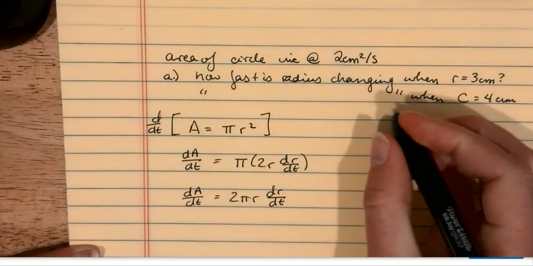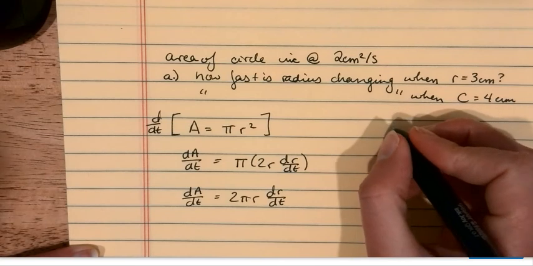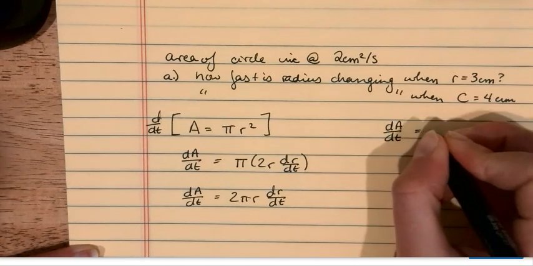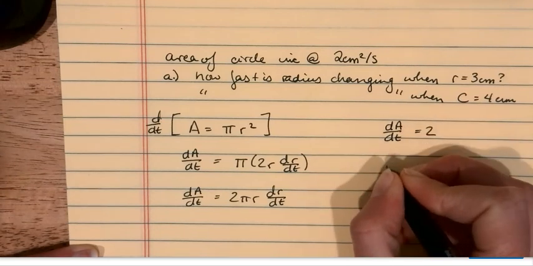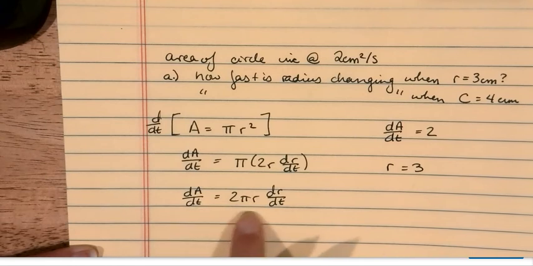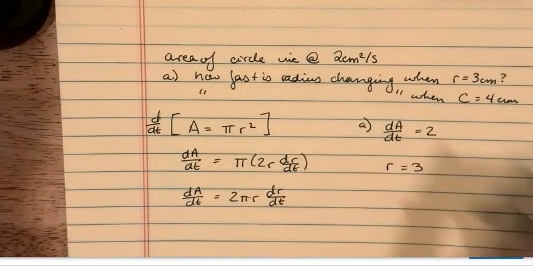Now I also have some information that I know. The area of the circle is increasing at a rate of 2 centimeters per second squared, so that's actually dA/dt. So I'm going to plug in 2 for dA/dt, and for part A, we're looking where r is 3. So I have a value to plug in for dA/dt, I have a value to plug in for r, and it's going to allow me to solve for dr/dt. So these are conditions I can use in part A.